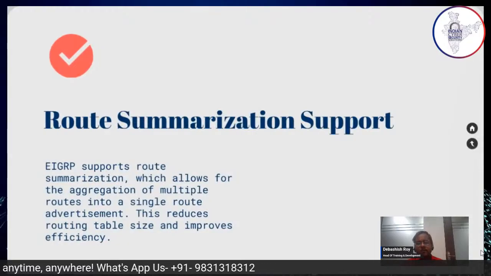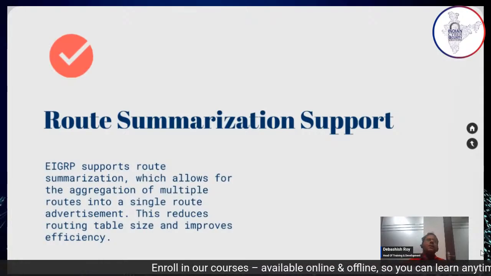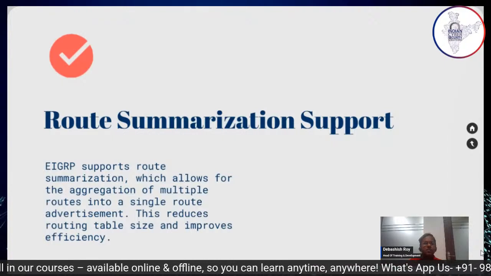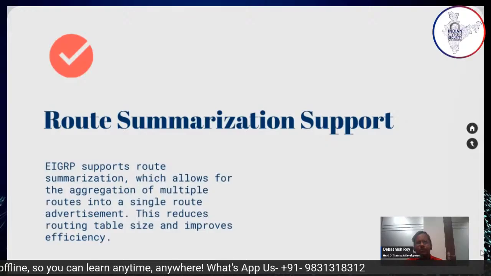Then route summarization support. EIGRP supports route summarization, which allows for the aggregation of multiple routes into a single route advertisement. So you are actually combining multiple routes into a single one. That is route aggregation or route summarization, and EIGRP supports that. OSPF and BGP also support that.